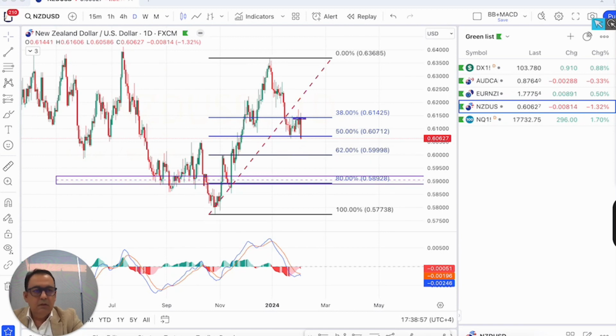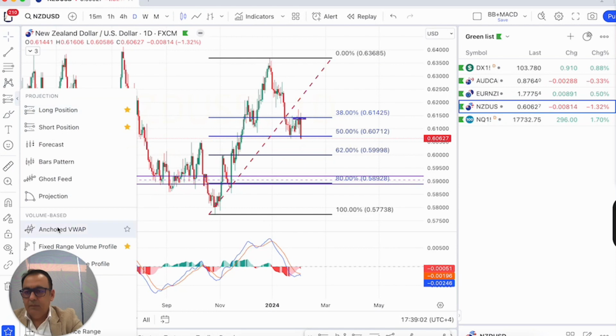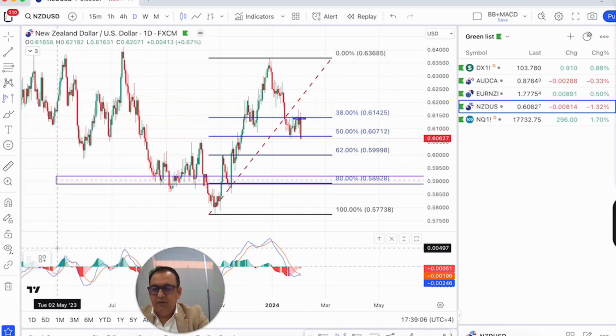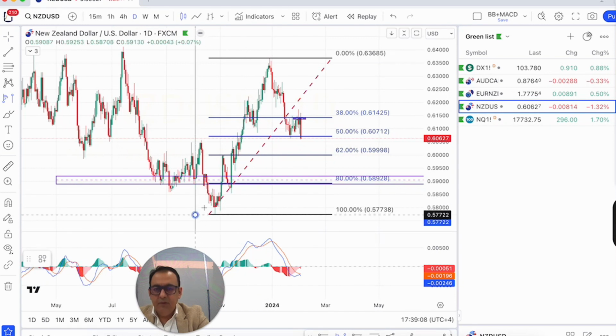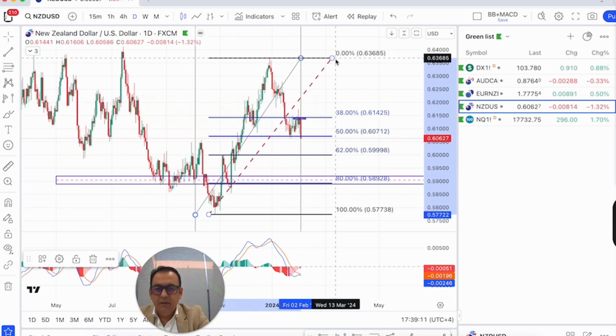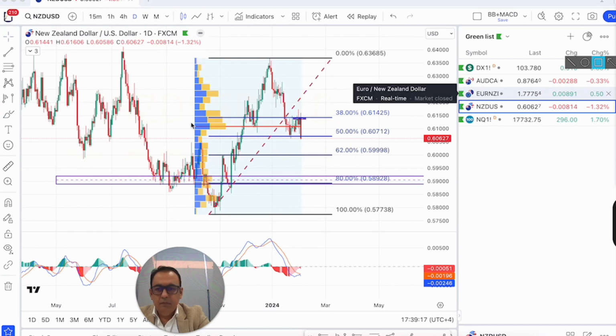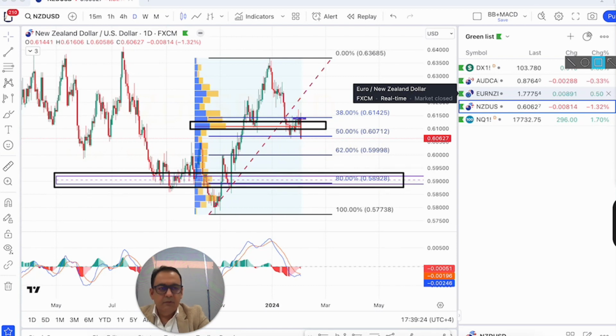Applying the high volume profile tool, we have a fixed range volume profile applied from this low to the recent high, and it has already crossed below this high volume zone, and the next high volume zone is here. So our plan is to look for this area as the target.